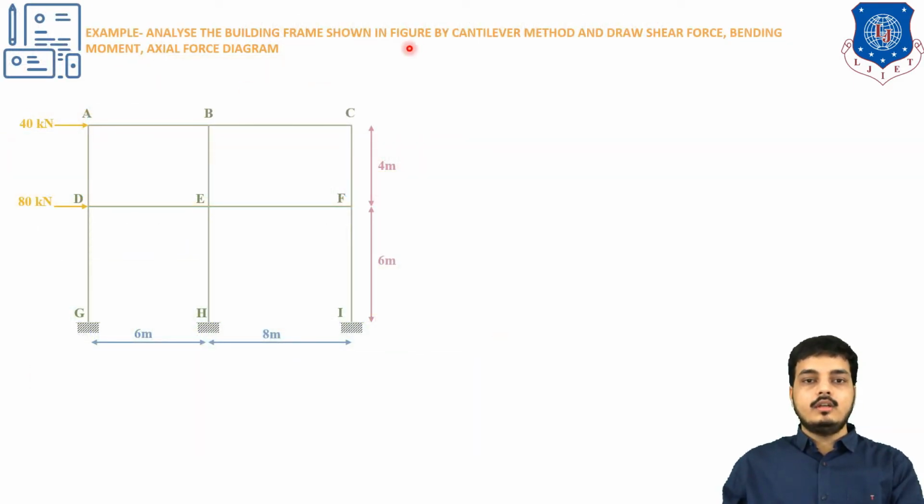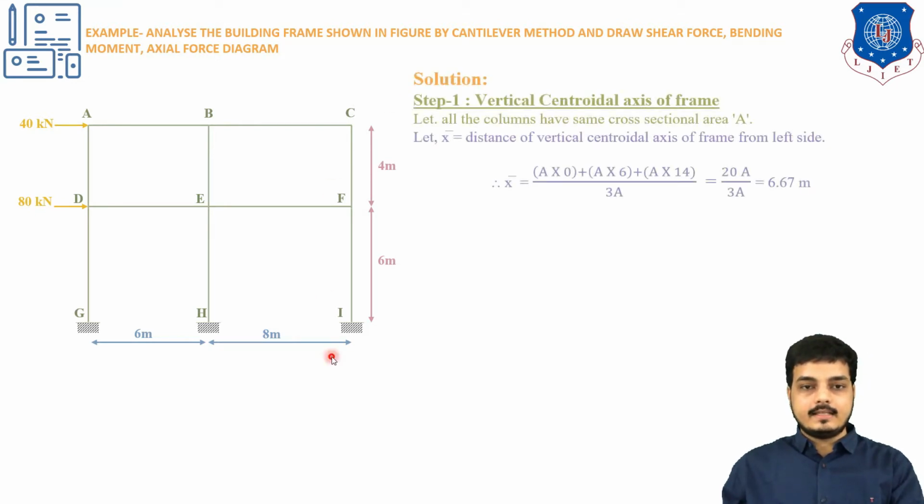Analyze the building frame shown in the figure by the cantilever method and draw the SFD, BMD and axial force diagram. So this is my given figure. The heights are different and the widths of the bays are also different. As it is said that the method works on the centroidal axis of the columns, let's have a look at how to find this centroidal axis.